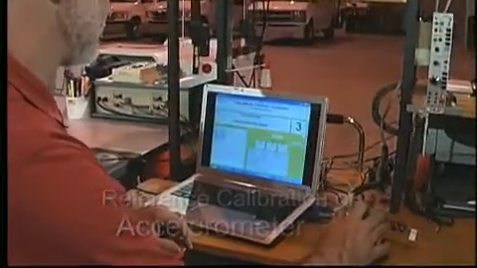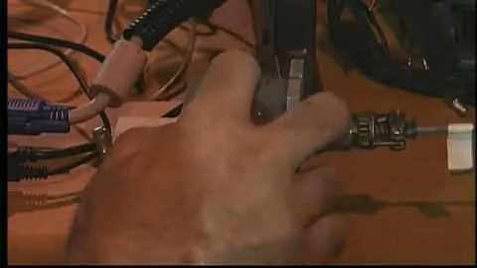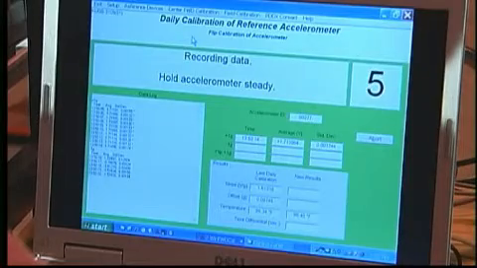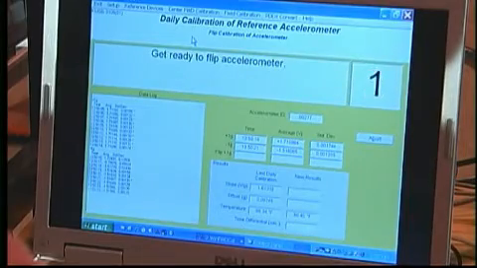While the FWD operator is removing the deflection sensors, the center operator performs a daily calibration of the reference accelerometer used in deflection sensor calibration. This is done to improve the accuracy of the data from the accelerometer.